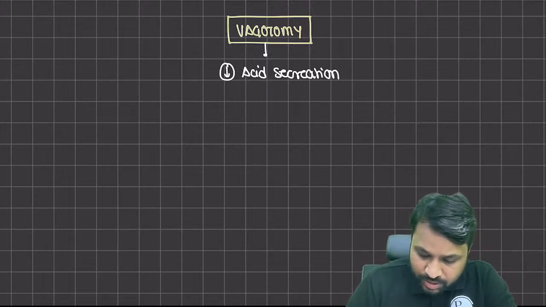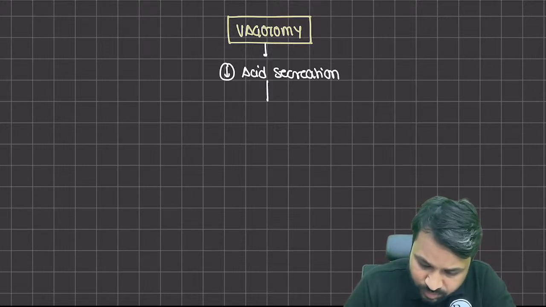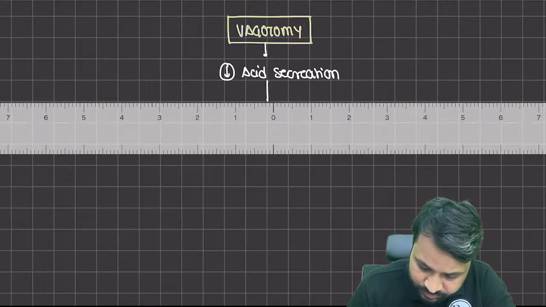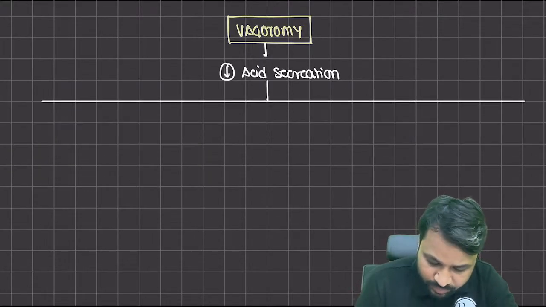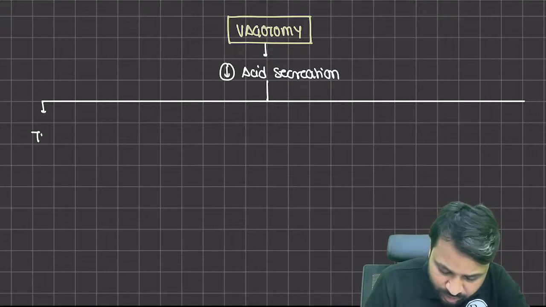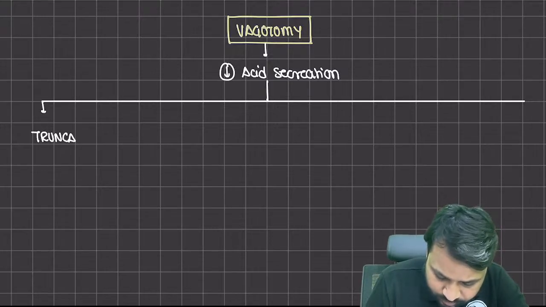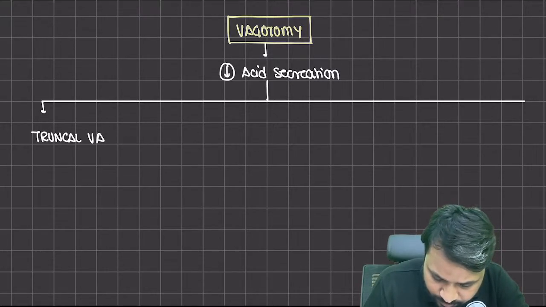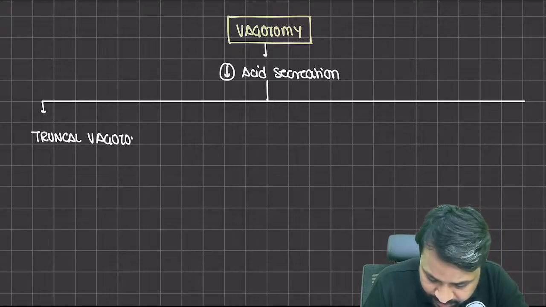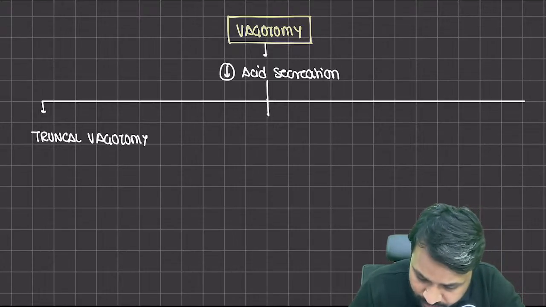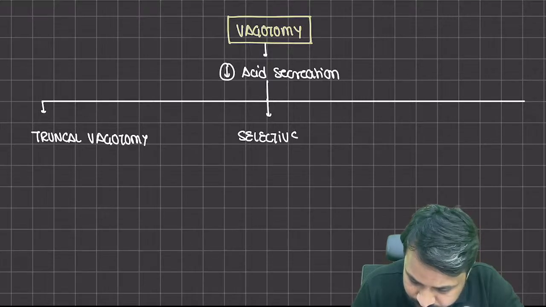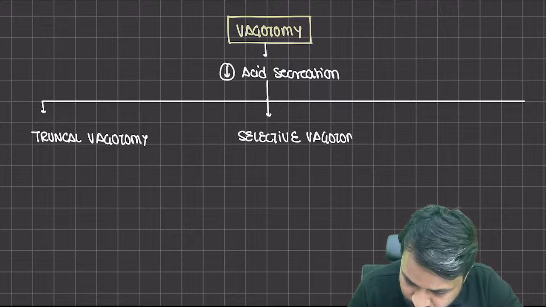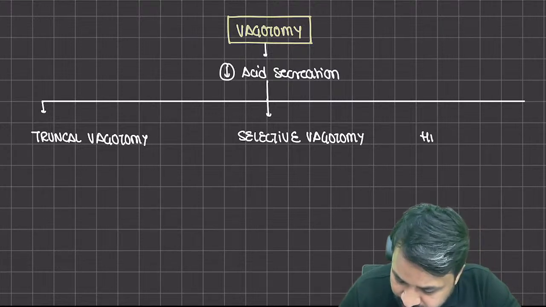Now, in order to understand the whole concept, there are three forms of vagotomies that we have. We'll discuss all three of them. We have the truncal vagotomy. Then you have the selective vagotomy. Then you have the highly selective vagotomy.